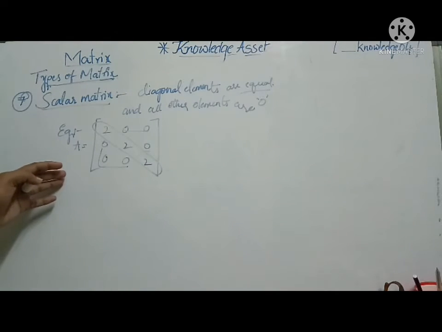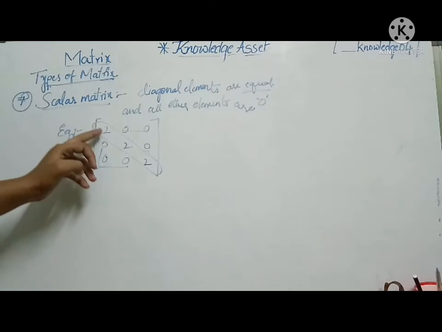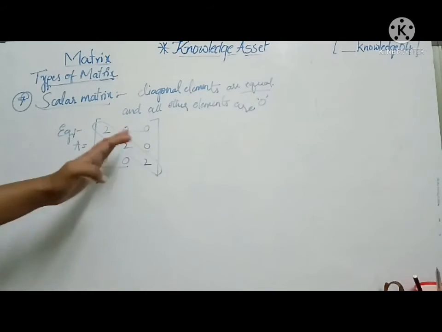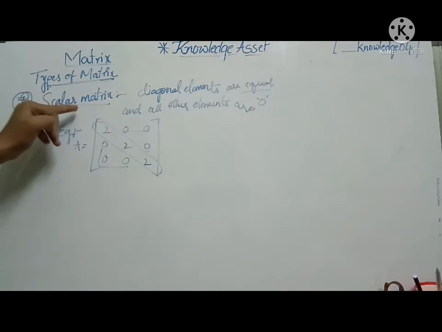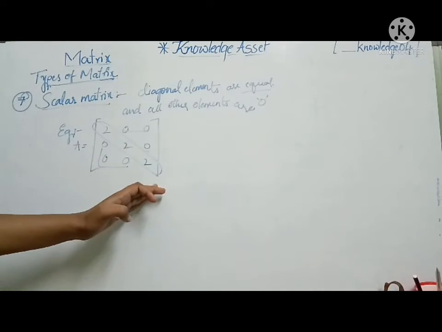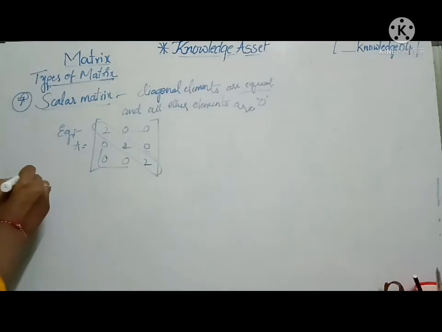This is somewhat similar to a diagonal matrix, but in a diagonal matrix, the principal diagonal elements need not be the same. But here in a scalar matrix, all the elements in the diagonal must be equal. Okay.